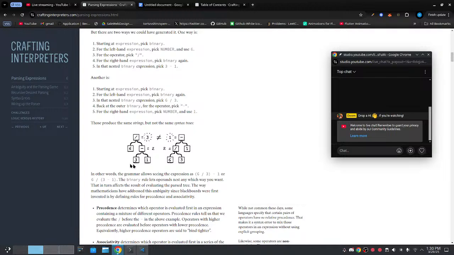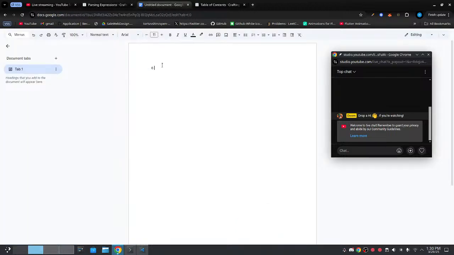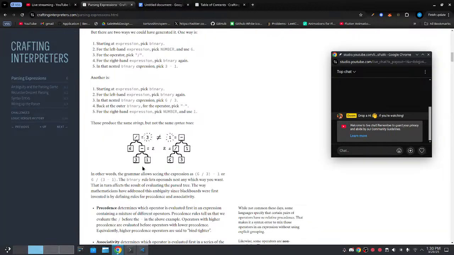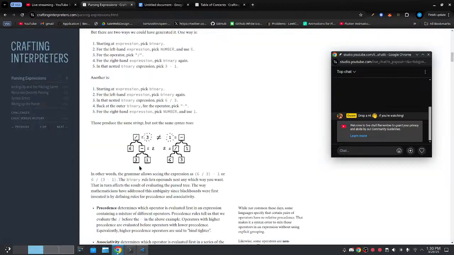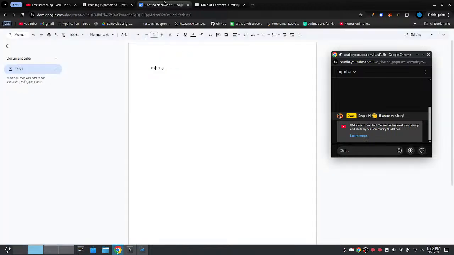This would give 3, 1, minus. This would be in a group. And this whole would be returned, and 6 with this group and divide. This would be the first, right? Given by the first case.